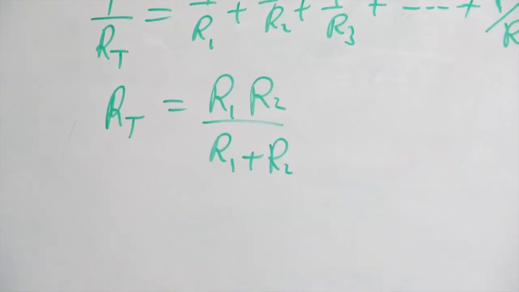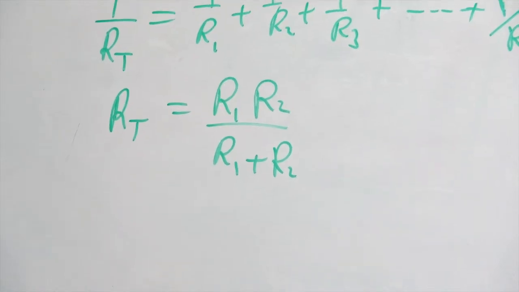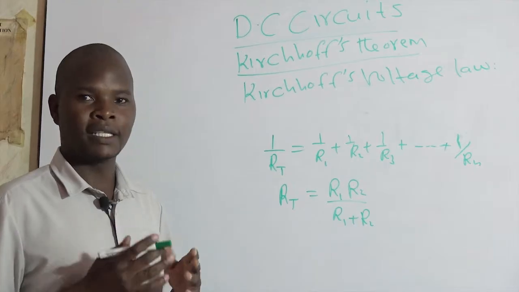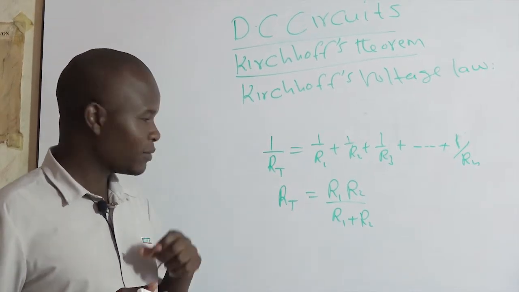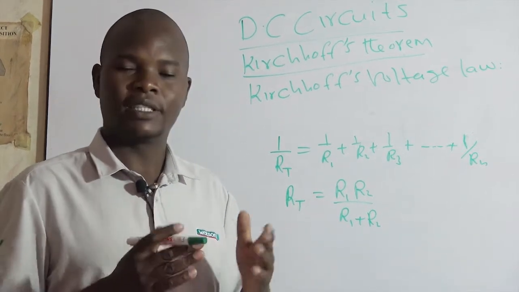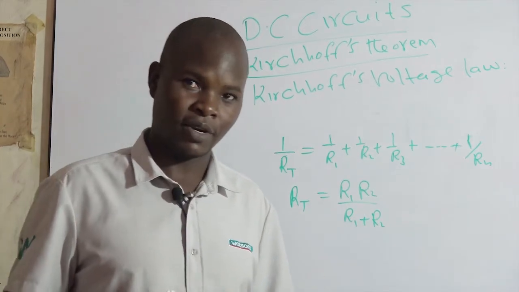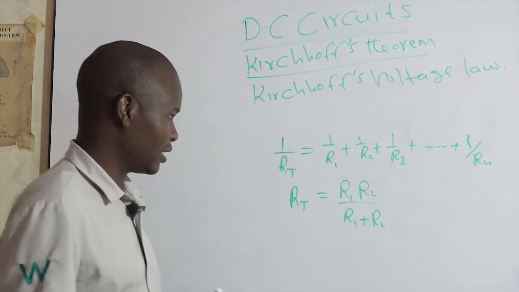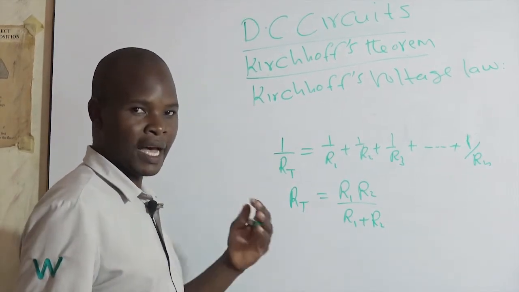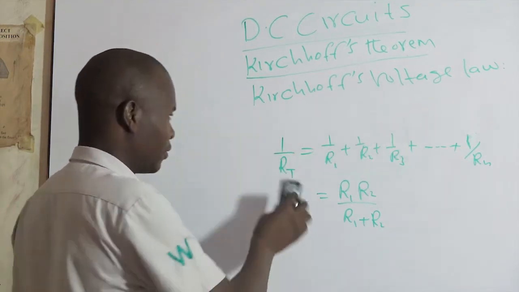At the same time, we discussed that the current in the circuit, according to Kirchhoff's, the current entering a junction is equal to the current leaving the junction. We also discussed the voltage. We saw that the voltage at the different parts of the circuit is the same as the source voltage. So using those principles, let us now add another theorem we call Kirchhoff's voltage law.